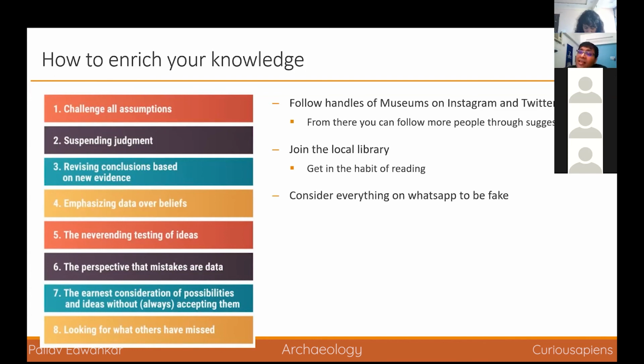Try to join them. And third, and the most important point, consider everything on WhatsApp to be fake. If any historical or archaeological fact comes on WhatsApp, just consider it to be fake. Only after you critically examine it and question it should you take it at face value.